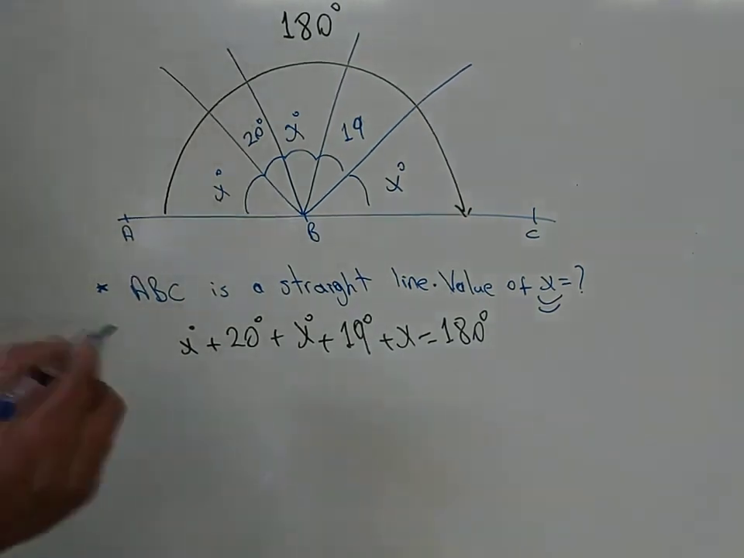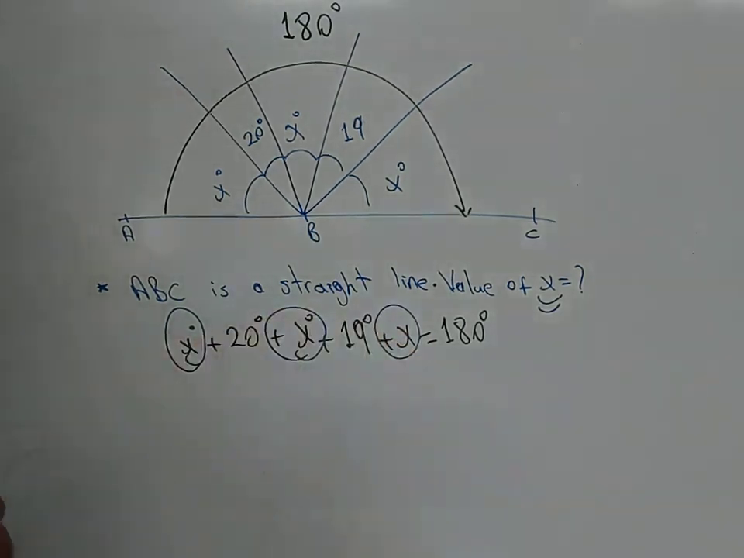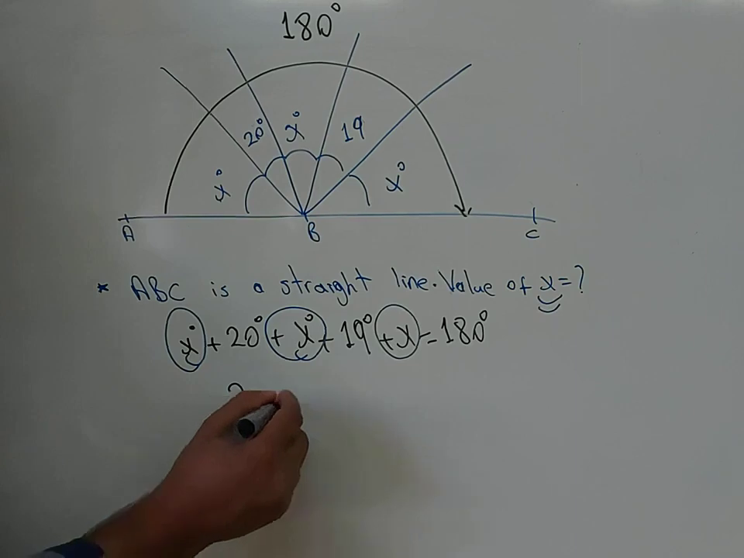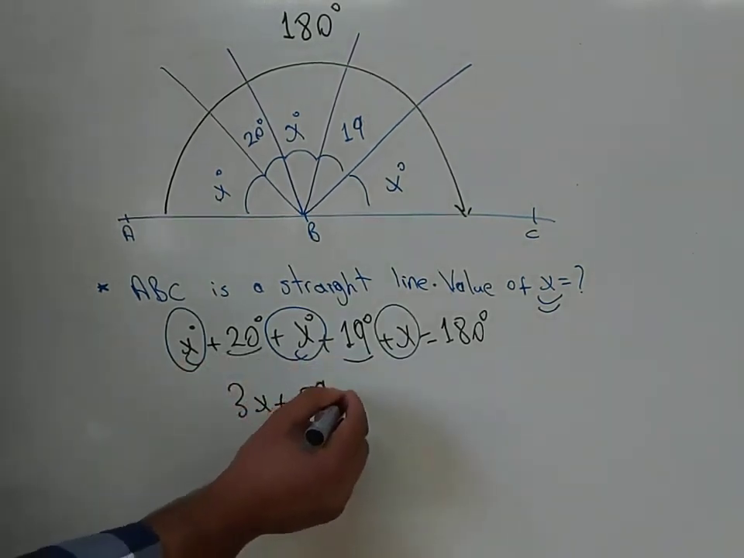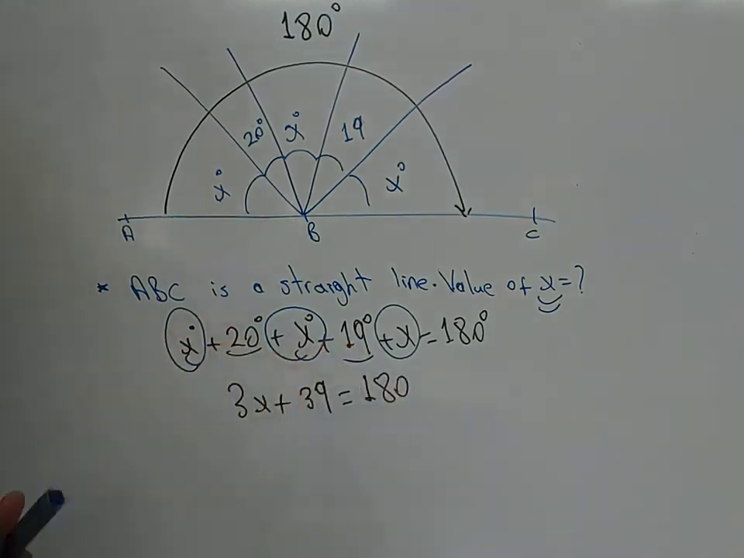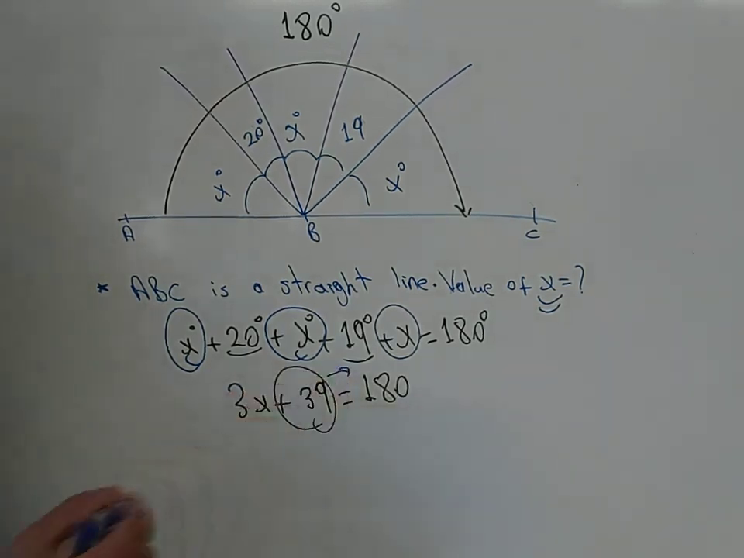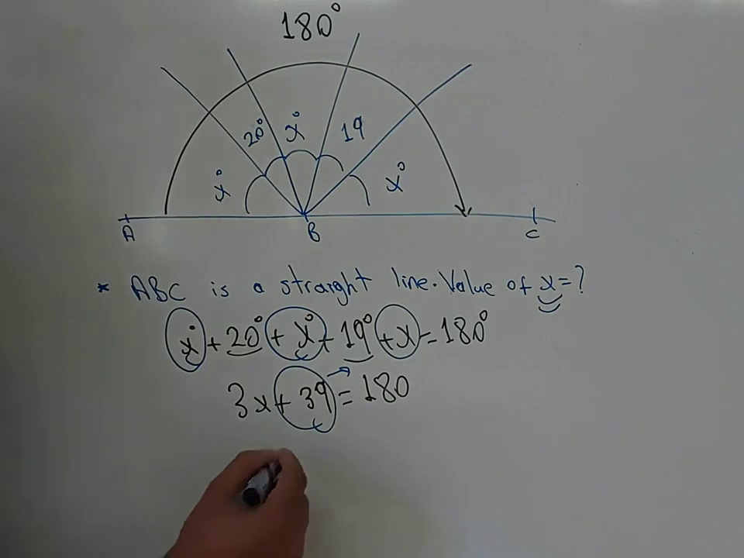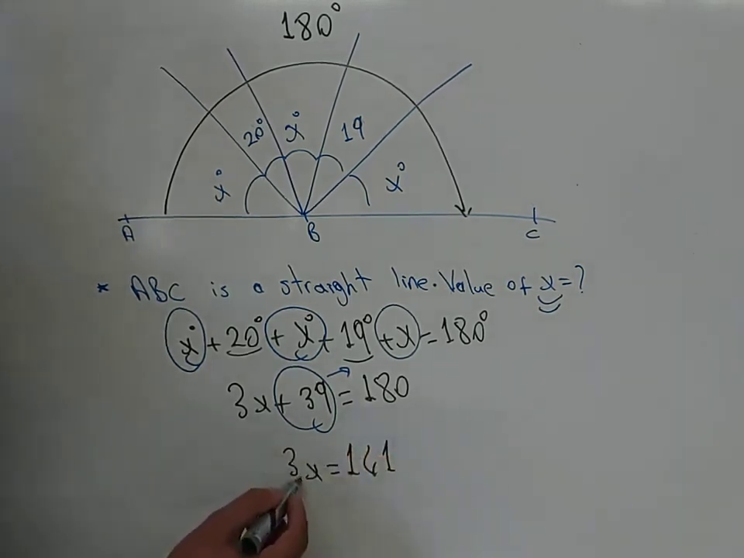Then from there, x, 2x and 3x. So 3x plus 20 plus 19, 39, equals 180. So I go to linear equation, leave the unknown alone. This one goes to the other side as negative. That will give me 3x equals 141, and this one will go to the other side as division, or you could say divide both sides by 3.